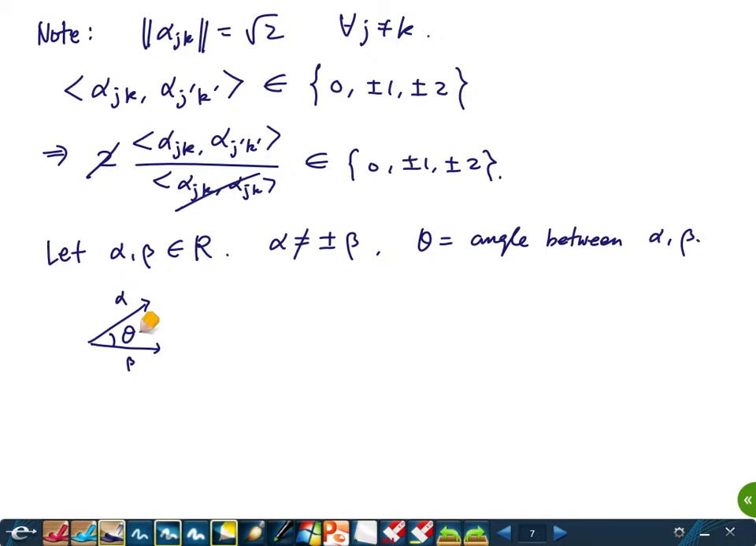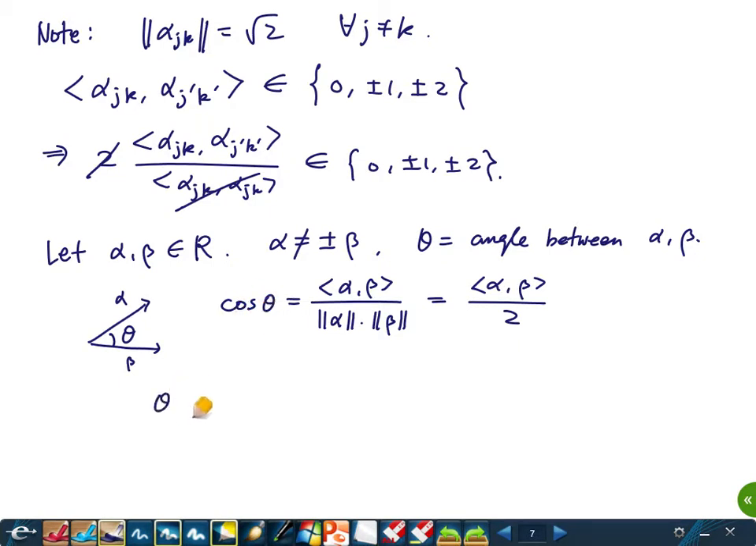And what is cosine theta? Do you remember cosine theta in terms of alpha and beta? It's been a long time since you've seen this, right? It is something like that, and this is going to be 2. So it's alpha comma beta over 2. So this is either 0, plus or minus 1, or plus or minus 2. So we know what this angle should be.